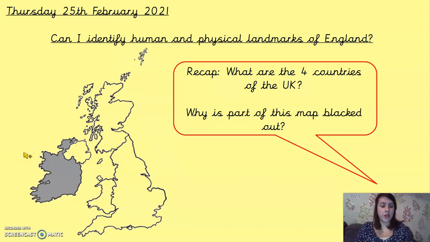Okay, so hopefully you were able to name Scotland, England, Wales and Ireland. And the reason that part of the map is blacked out is because only Northern Ireland is part of the UK. The other part of Ireland is completely independent. So that is why not all of Ireland is shaded, because it doesn't count as part of the UK. So hopefully you were happy with those and remembered all 4 of them.